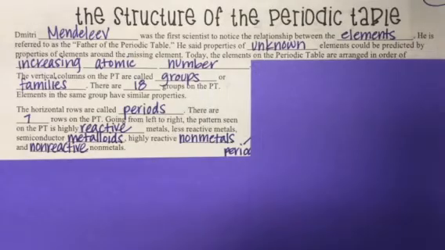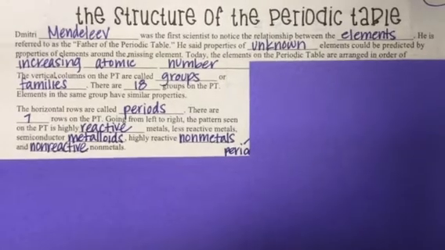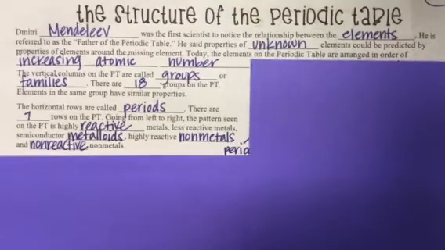Going from left to right, the pattern seen on the periodic table is highly reactive metals are first in group 1, less reactive metals, group 2 through 12. Then we have the semiconductor metalloids. Then we have highly reactive nonmetals. And group 18 is going to be non-reactive nonmetals.